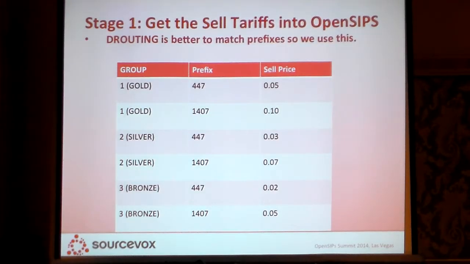So basically dynamic routing, and we've now got groups in dynamic routing. So we've got group 1, which is gold, and now we've got sell price is 5 cents a minute for 447, and 10 cents for 147. Silver, and we've got bronze. So we've got all our sell prices, and they're all represented in dynamic routing.